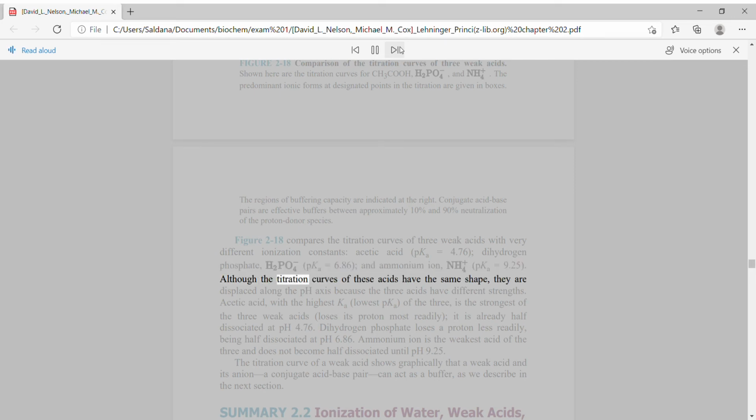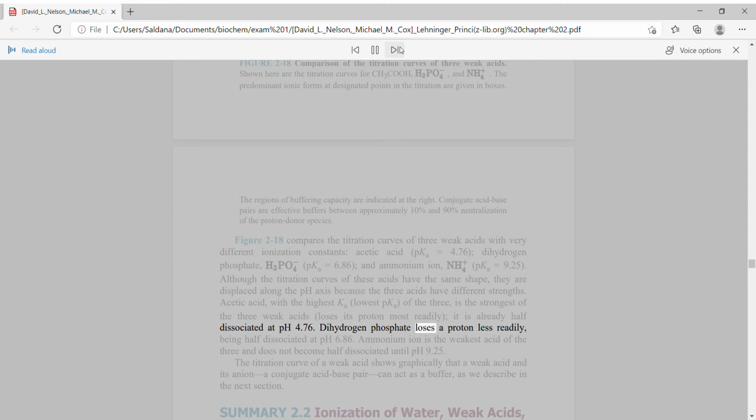Although the titration curves of these acids have the same shape, they are displaced along the pH axis because the three acids have different strengths. Acetic acid, with the highest Ka, lowest pKa, of the three, is the strongest of the three weak acids, loses its proton most readily, it is already half dissociated at pH 4.76.